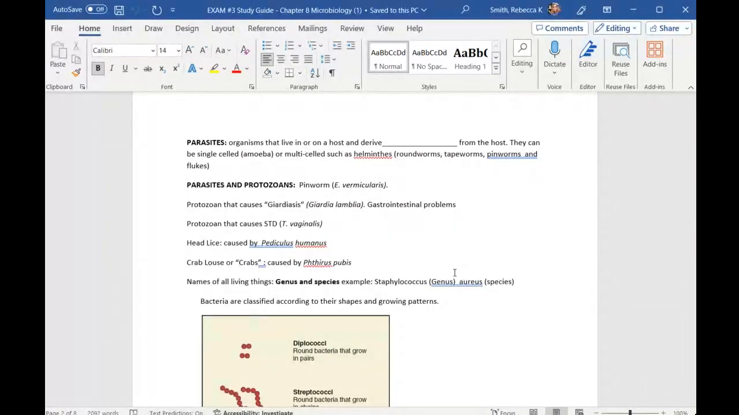So if you drank out of some type of water out in the woods, very common in our area. I'm surprised more dogs don't get this because my dogs are always drinking out of puddles and stuff.